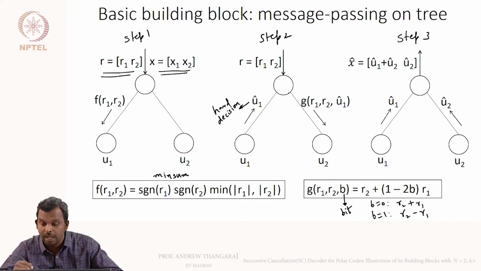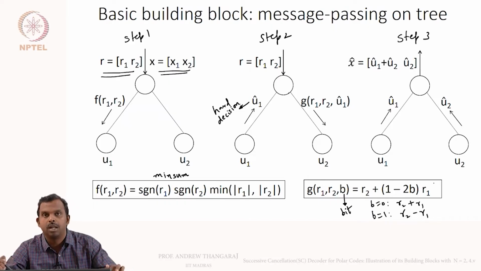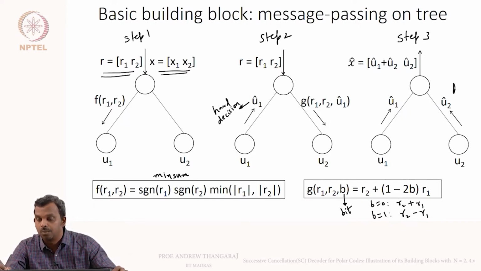Notice the little switch here. I'm calling it R1 comma R2, but I do R2 plus 1 minus 2b times R1. Something to pay attention to. Once you have this, that's the second step. You sent a message to your right child. This g function was involved in that, and then you do a hard decision.